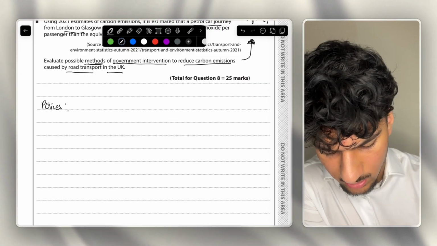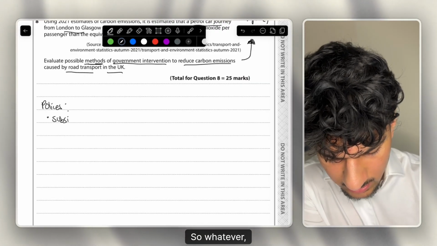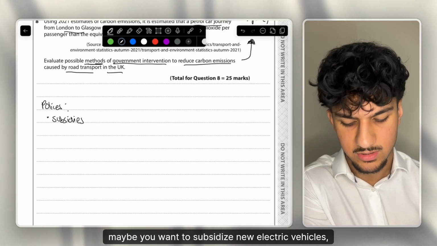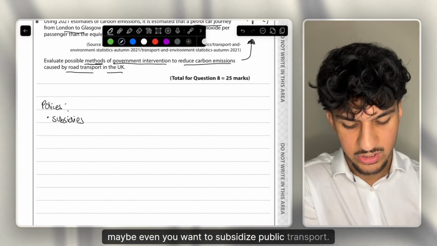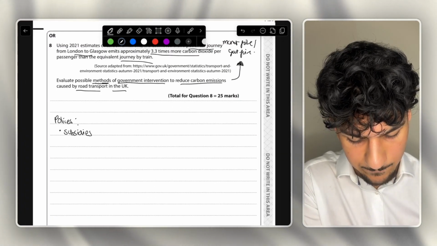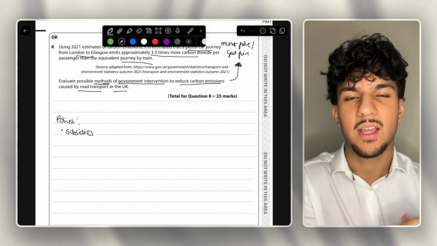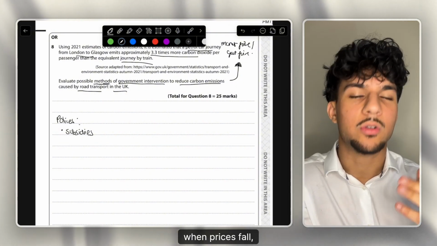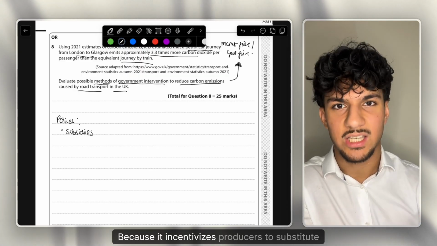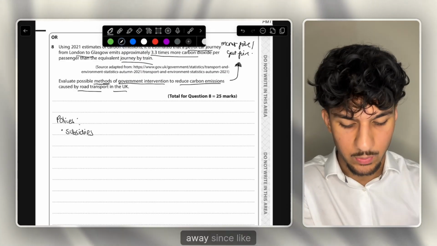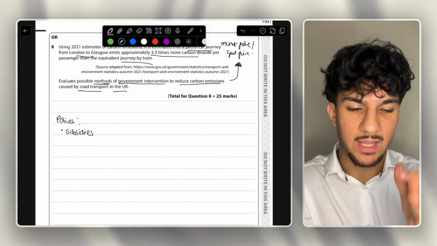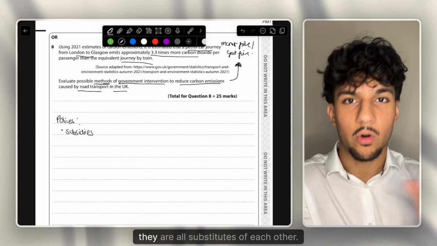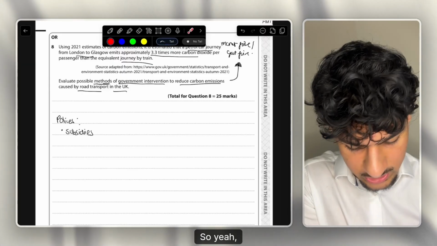Other ones include, of course, subsidies. So whatever way you want to subsidise. Maybe you want to subsidise new electric vehicles. Maybe even you want to subsidise public transport. Since if you subsidise public transport, again, due to the inverse relationship of demand, when prices fall, quantity demanded increases. Why? Because it incentivises consumers to substitute away, since public transport, electric vehicles, petrol, diesel vehicles, so fuel powered vehicles, they are all substitutes of each other. So yeah, subsidies is definitely one.